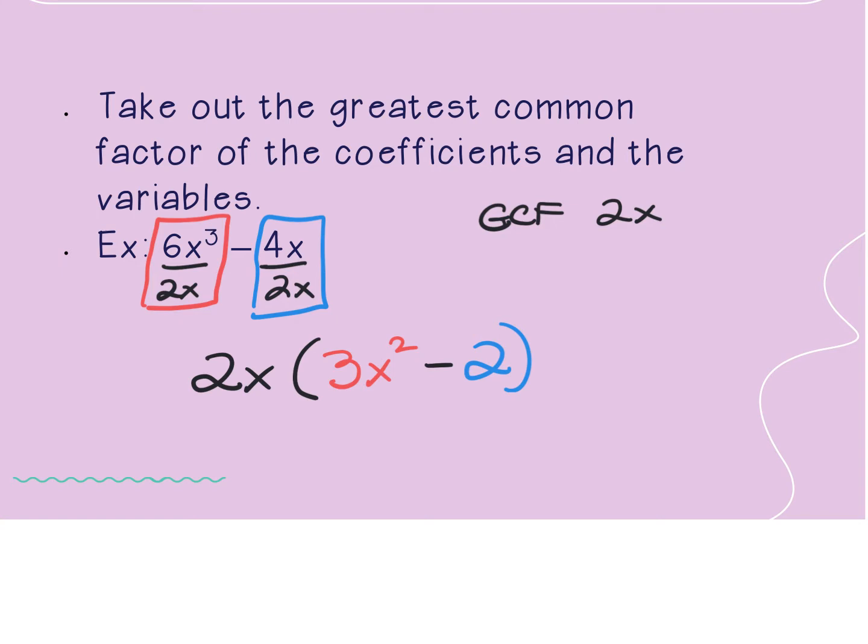Now, it doesn't necessarily always have to be a binomial. It could be a trinomial. It could be a polynomial with 4 terms, 5 terms. You can also have a GCF that's a binomial, and we're going to see that coming up. So let's go ahead and take a look at some examples.